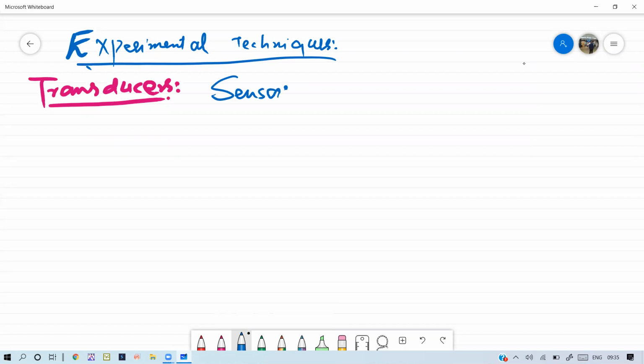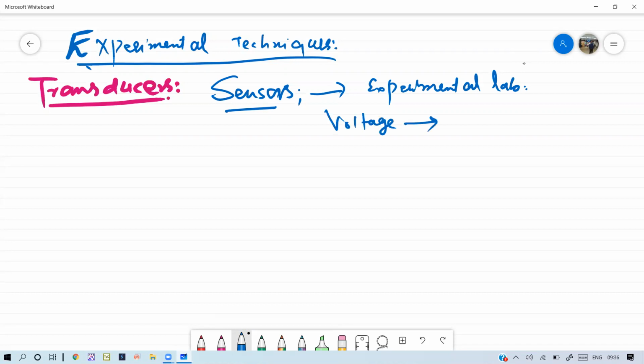Sensors. For example, if you have an experimental lab in your MSc class, and you do an experiment, you give some voltage and you want to measure it. When you want to measure this voltage, you need a device which senses this voltage. That means it should know that voltage is coming and then measure.